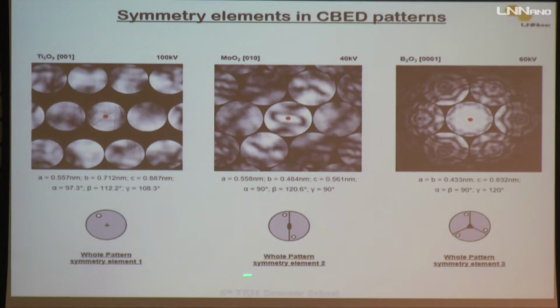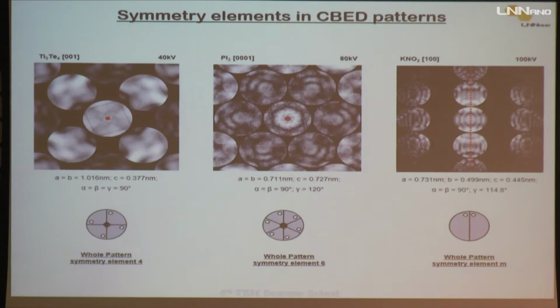And when I say symmetry element 2, it means if you rotate by 180 degrees, you get the same pattern. So this has symmetry element 2. And here the symmetry element is 3, that is, I rotate by 120 degrees and I get the same pattern, so the symmetry of this pattern is 3. Next, symmetry element 4 means I rotate by 90 degrees and get the same pattern. And here, when I rotate by 60 degrees, I get the same pattern, so I get symmetry element 6.